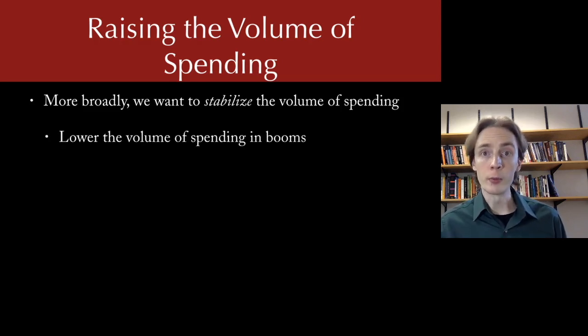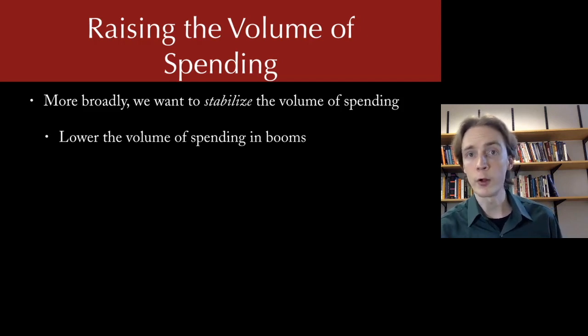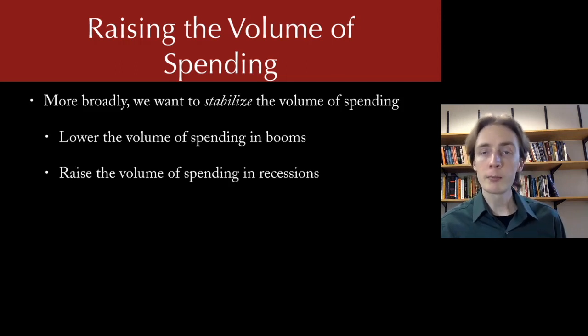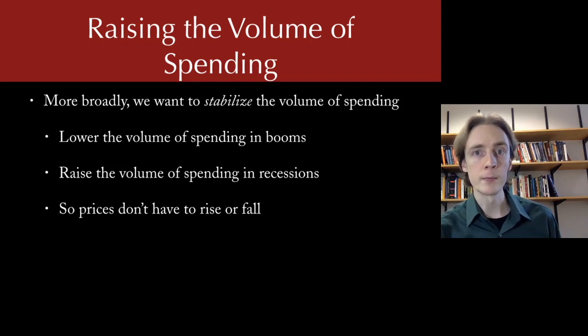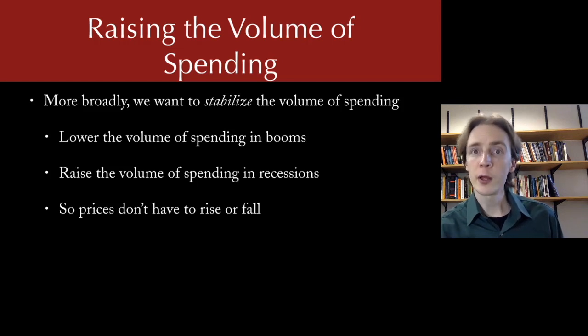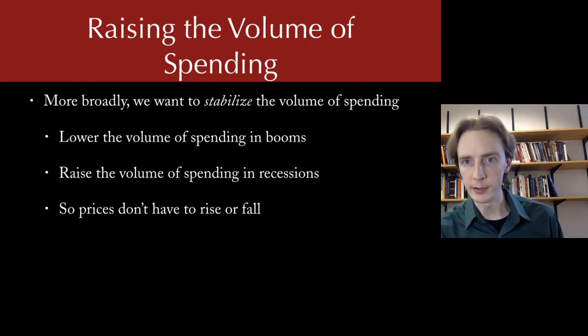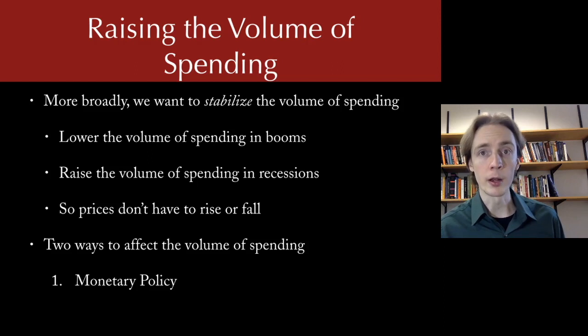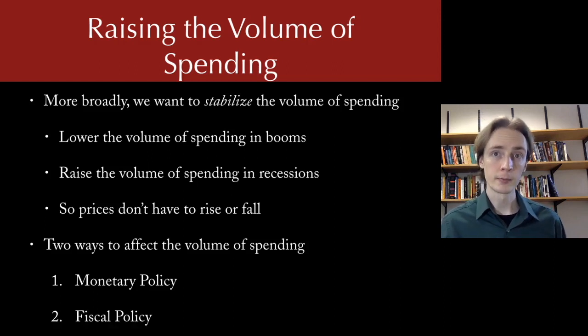And so during a boom, we're going to want to know how to lower the volume of spending. During a recession, we're going to want to know how to raise the volume of spending. And the goal in both cases is going to be to avoid the necessity of prices having to rise or fall. Right? We're not going to do like Hoover and say that it's illegal for prices to fall, or that we're going to try to convince businesses not to cut prices. Right? Instead, what we're going to want to do is to adjust the volume of spending such that companies won't have to cut prices. And the two tools that we're going to talk about today are, first of all, monetary policy, and second of all, fiscal policy.